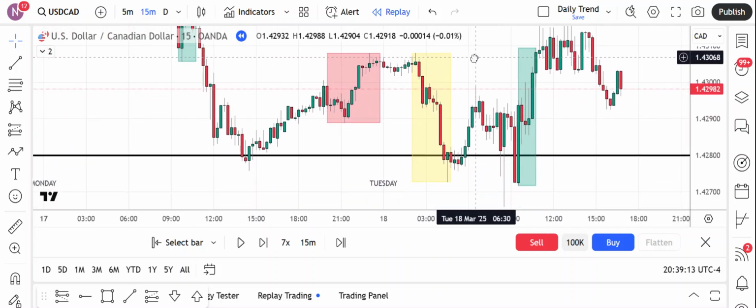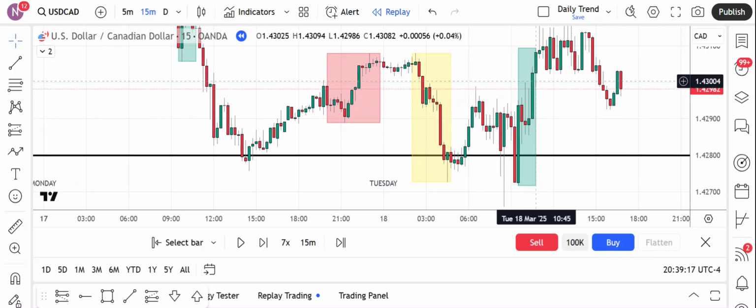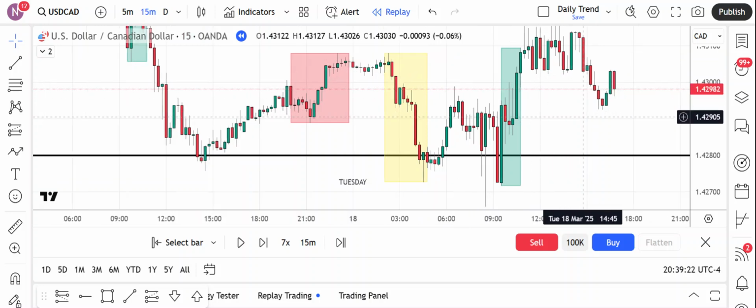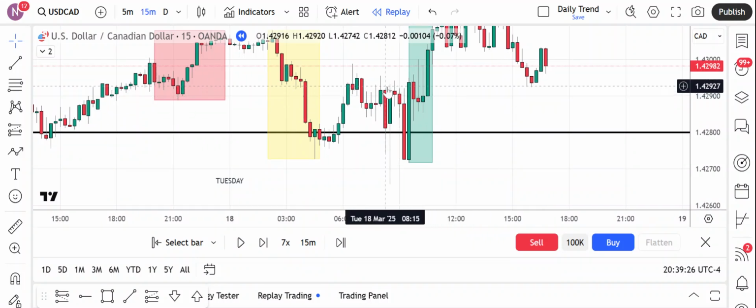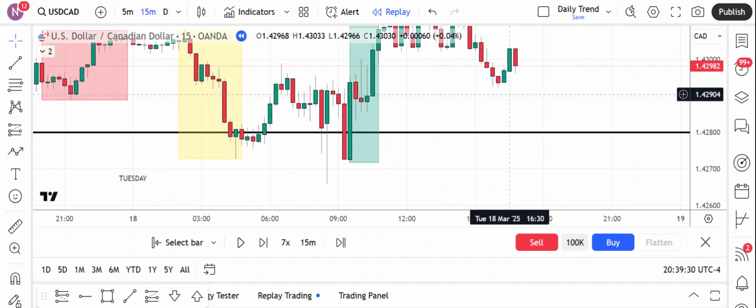Now, can it go through the USA session? Yes, but I'd say by 11 o'clock, I'm done. I don't look for the candle range to play out after 11. Now, there may have been some news on this day based on these spikes. Let me see. Yeah, this was 8:30, so I promise this was probably news. But at the end of the day, the bias did play out.